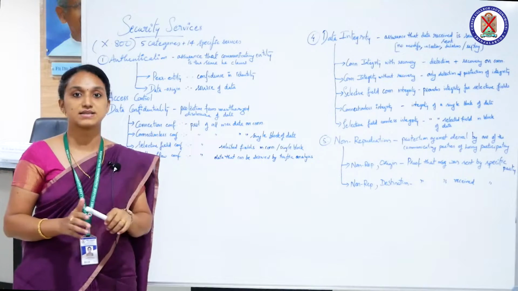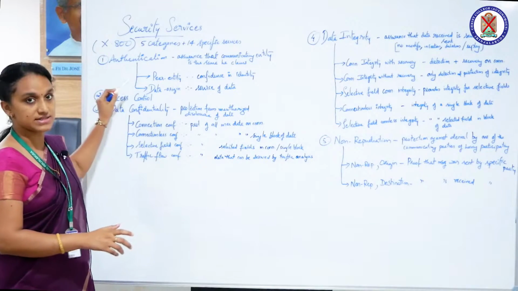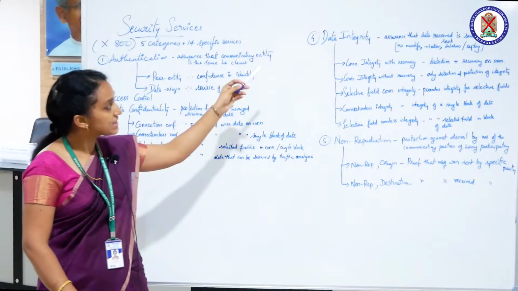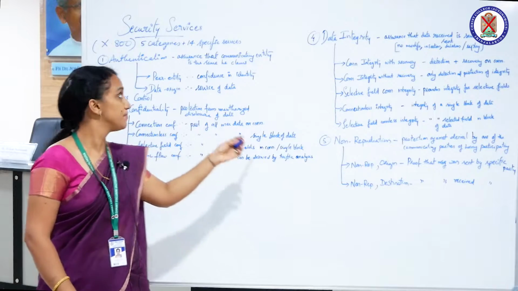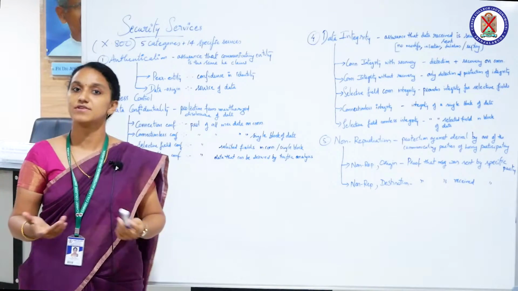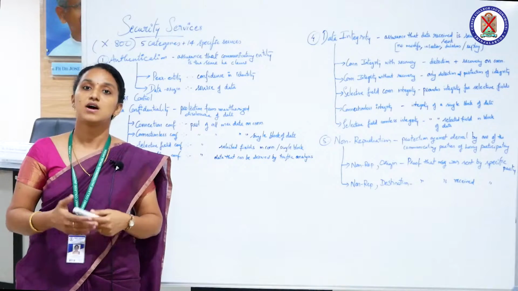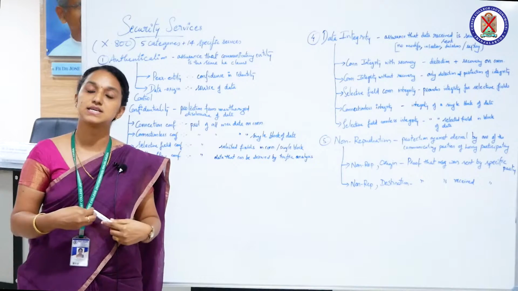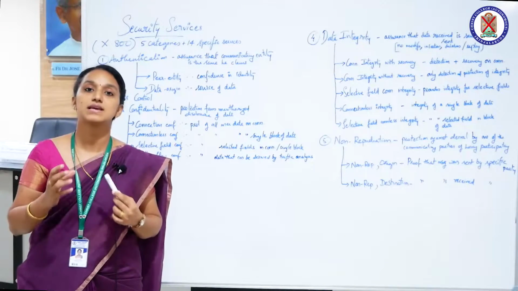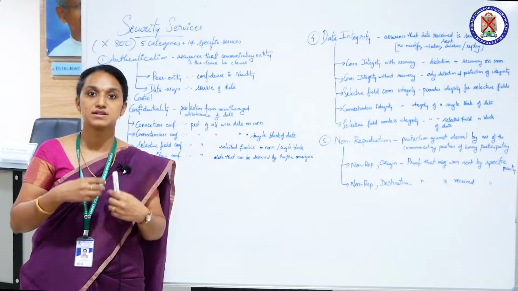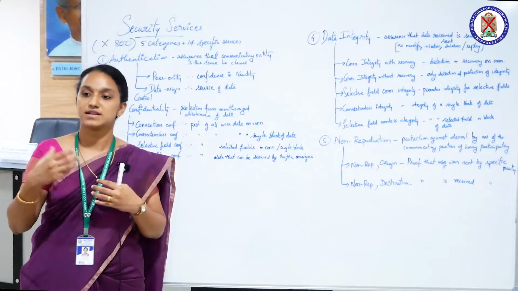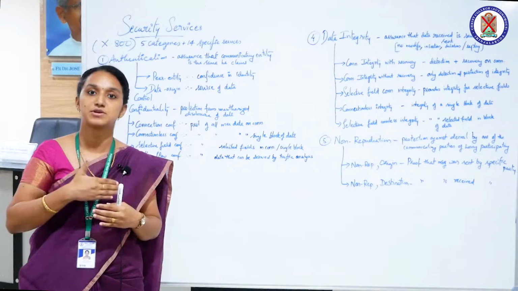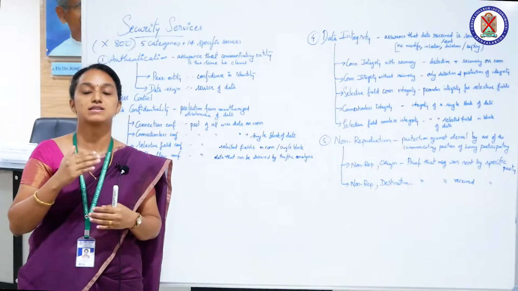Let's see what the categories are. The main 5 categories are authentication, access control, data confidentiality, data integrity, and non-repudiation. First one is authentication. We have already dealt with this topic. What is authentication? Authentication is the assurance that the communicating entity is the one who he claims to be. For example, I say I am Ram, and at the other end, the destination can verify that I am exactly the person I am claiming. That is called authentication.